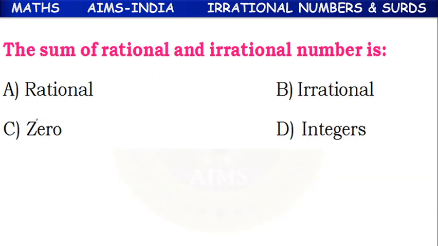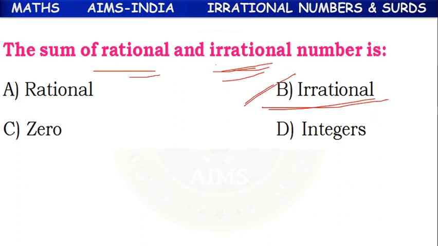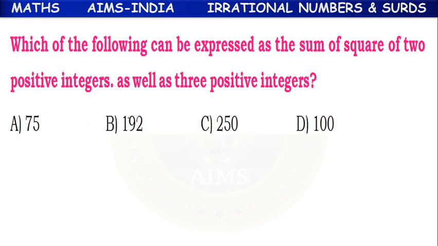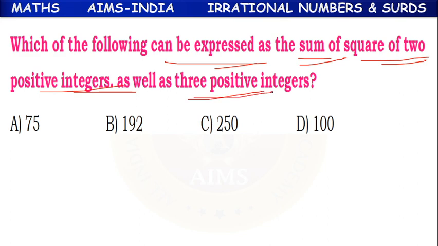So last question. Sum of rational and irrational, always irrational only. Sorry, one more question is there. Okay. Next. Which of the following can be expressed as a sum of squares of 2 positive integers as well as 3 positive integers?